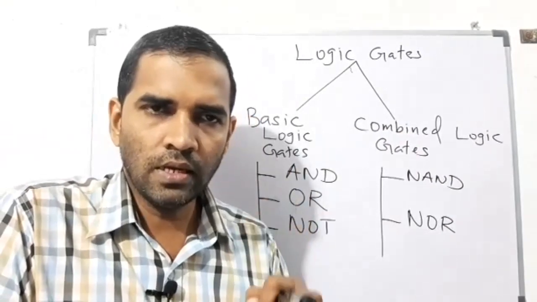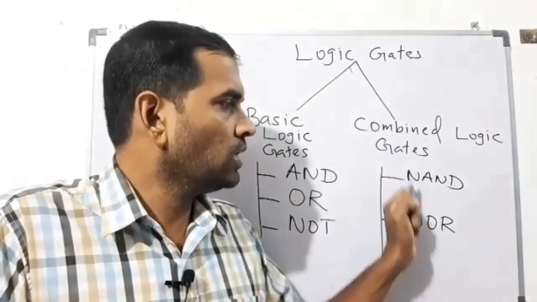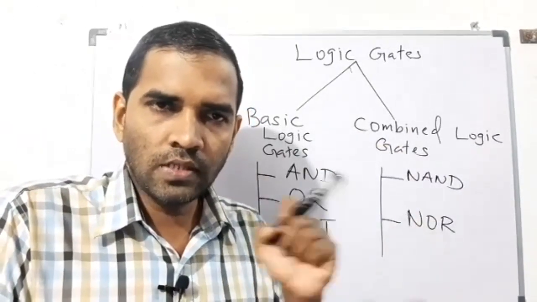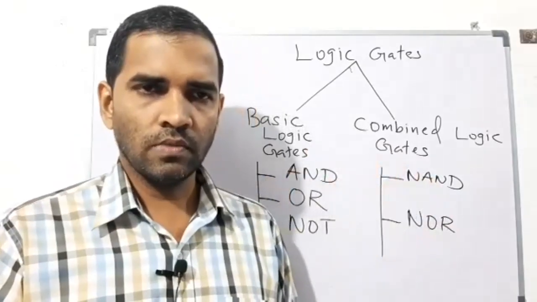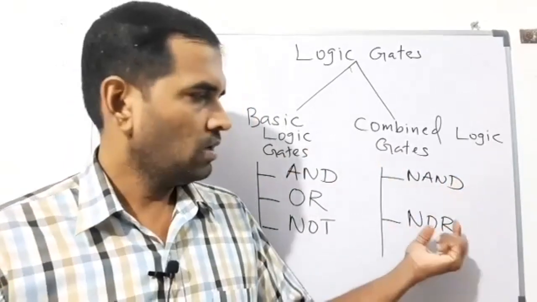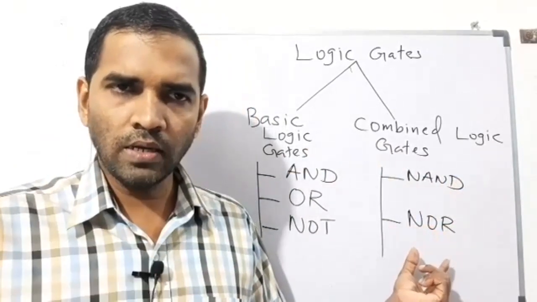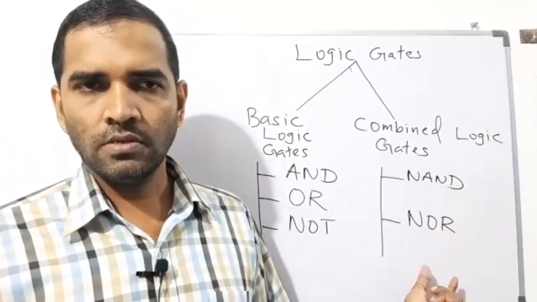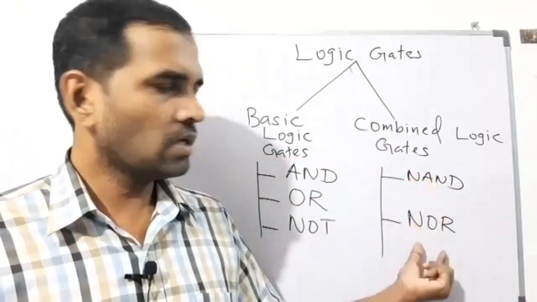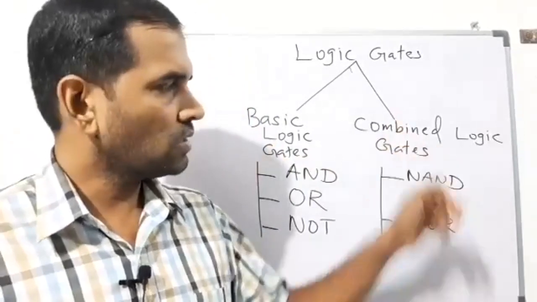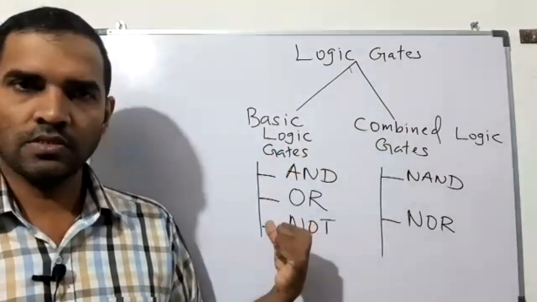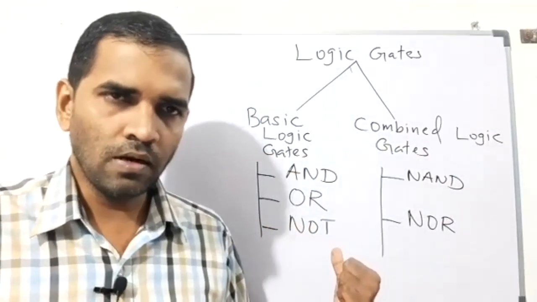Now you can easily understand why these two gates are named combined, because they are the result of combining two gates. Here we combine NOT gate and AND gate and get NAND gate. Here, NOT gate and OR gate are combined to get NOR gate. So these are not unique or special gates; they are the result of combination. That's why they are called combined. These three gates are known as basic gates. The reason is also very simple. Have a look at them.